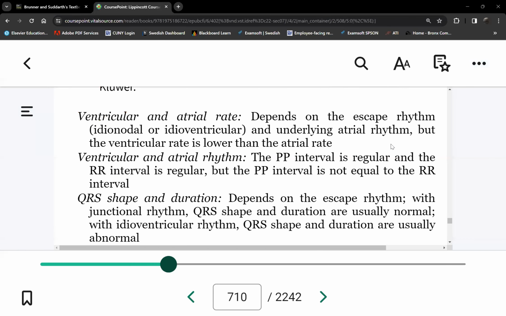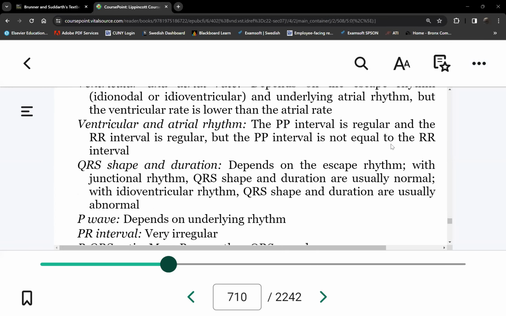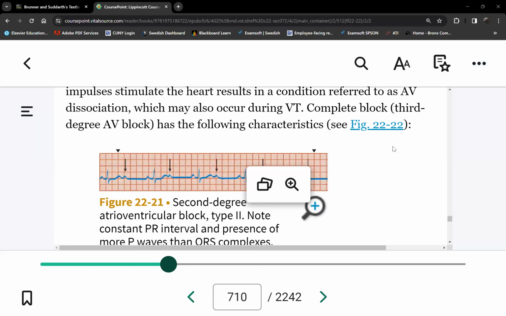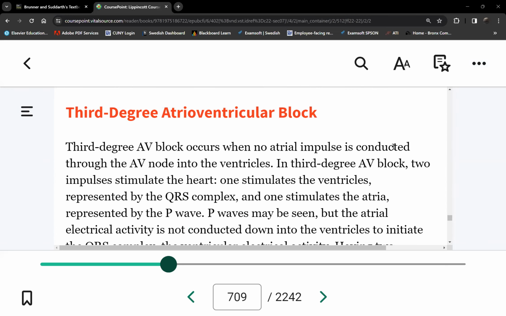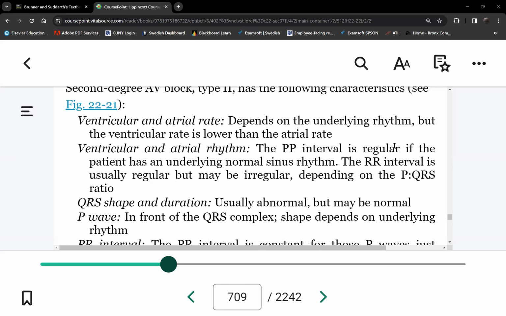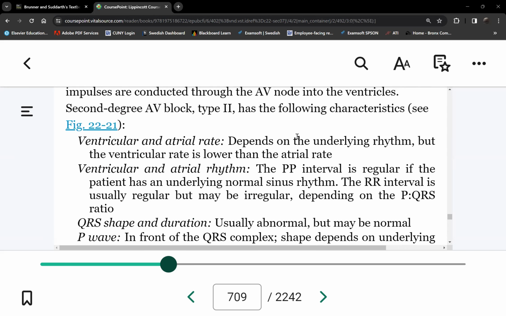Let's look at the treatment. Symptoms again will be the same as anyone with low cardiac output. So in second degree type 2, what do we do? What will be the likely first treatment? Because the patient will require a pacemaker. However, before a pacemaker, what will the doctor try first?